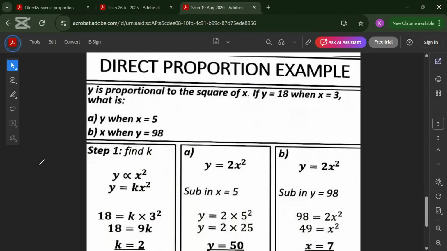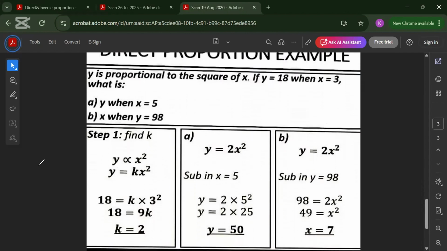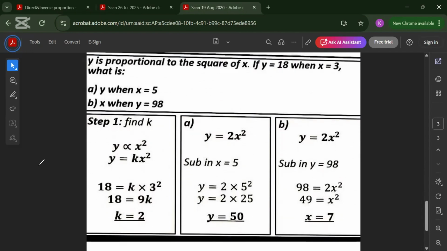Okay, there is an example here for how to solve a given question with direct proportion with the K method. y is proportional to the square of x. The very first thing we write is y is proportional to x squared. Then again, using the sign of proportionality, y equal to kx square. Filling in the values, we get 9 because 3 square is 9. Next, how do we get this 2? We divide by 9. So 9 ones are 9, 9 twos are 18. That's how we got k equal to 2.